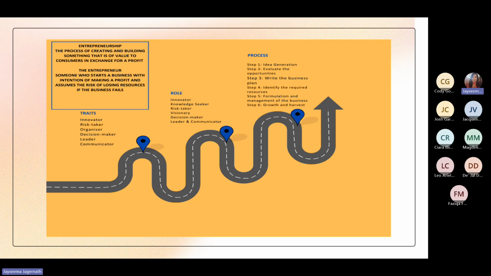All right, so which trait is shown when an entrepreneur comes up with a new product idea? Is it risk-taking, creativity, or confidence? Okay, so that is creativity. The next one.